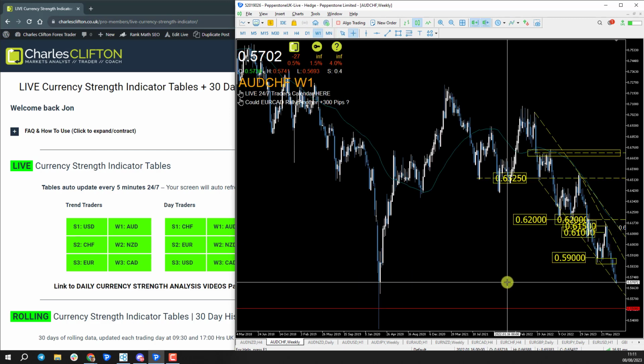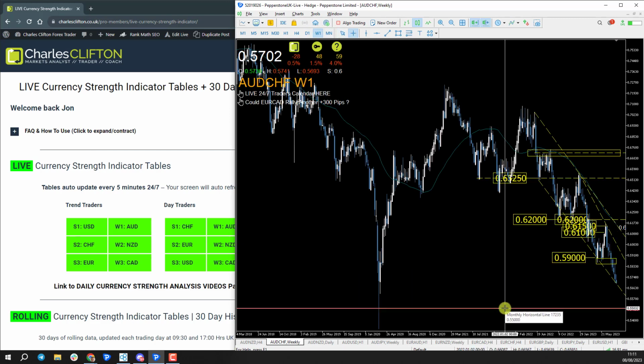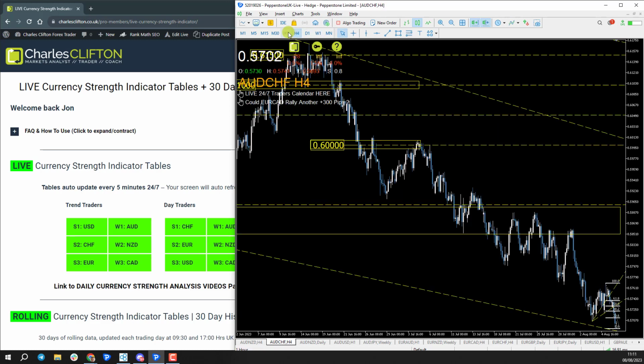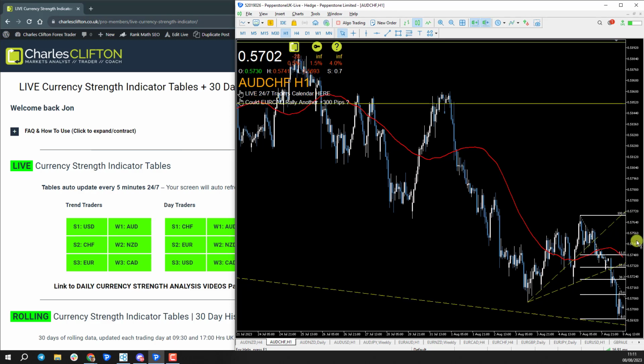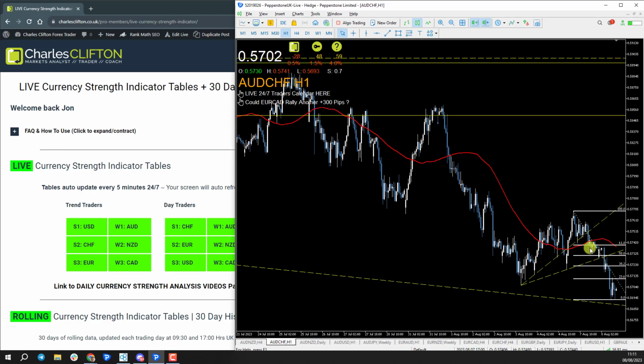However, I like the opportunity for the weekly to trade down, perhaps to the 0.55 handle. Now if we go down to our hourly time frame, again you can see we've had that consolidation, break back below the 50 EMA and pullback. I'm actually eyeing up this potential 38.2 pullback because it's 0.5720.